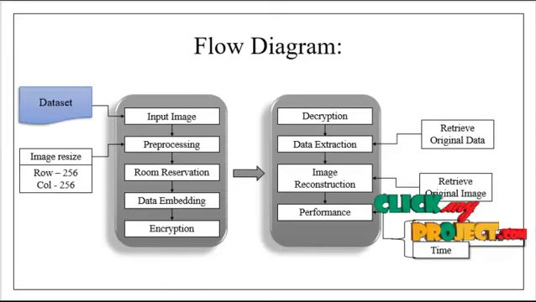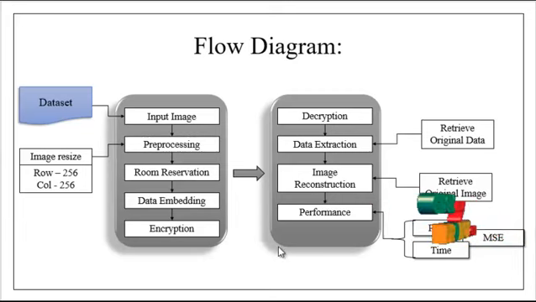Now we are going to discuss the flow diagram of the process. This is the overall working flow of this project. This project is split into two modules: one is the sender side and the other is the receiver side. The sender side will send the data in encrypted form and the receiver side will receive the data in decrypted form. This is the overall objective of this process.